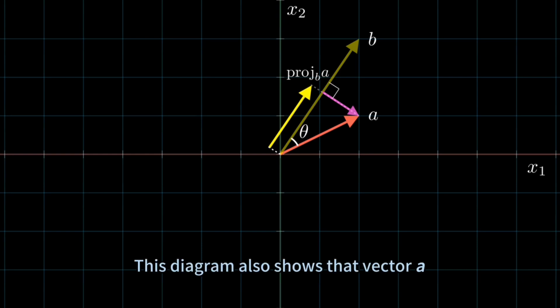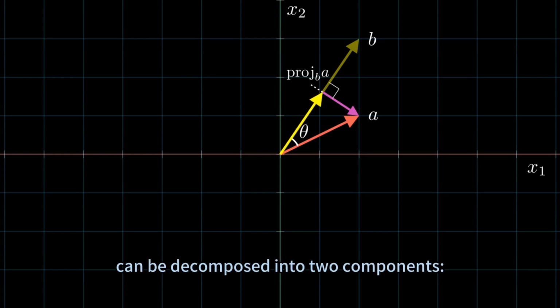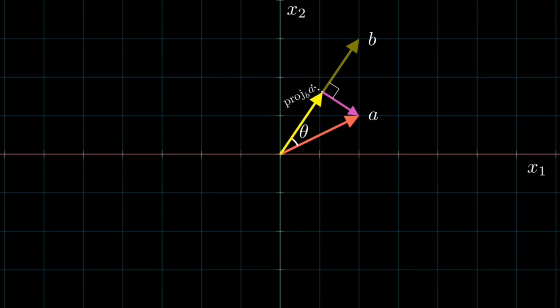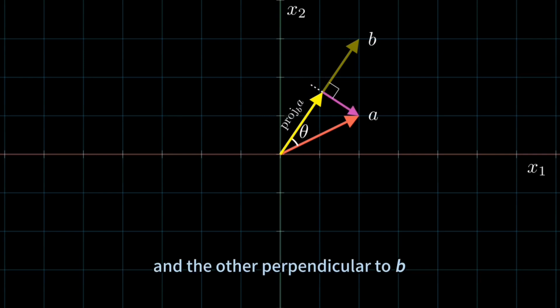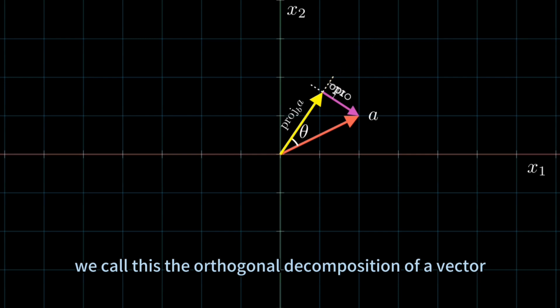This diagram also shows that vector A can be decomposed into two components: one component parallel to B, the other perpendicular to B. We call this the orthogonal decomposition of a vector.